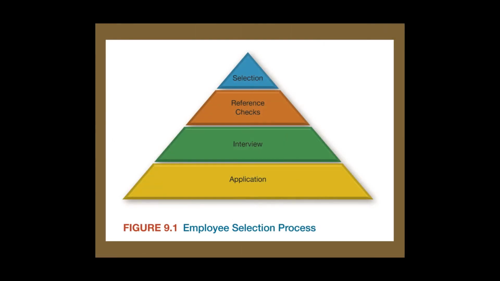You can see here an illustration from the textbook we borrowed, figure 9.1, just an illustration of the employee selection process. It starts at the bottom by getting interest and getting completed applications. Completed applications from interested parties would then result in interview candidates. At some point in the process, you may or may not decide to check references. More on that in a couple of slides. And finally, with the pool of applicants that you've narrowed down to, making a final selection.